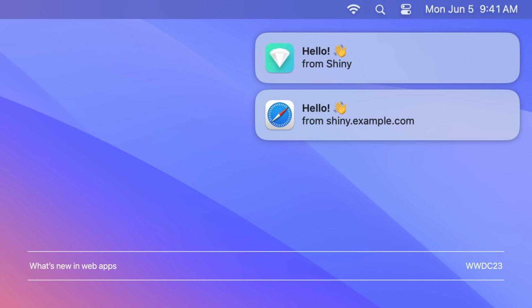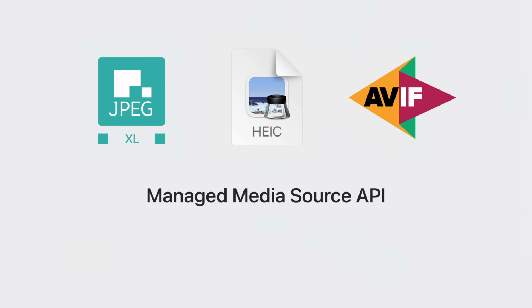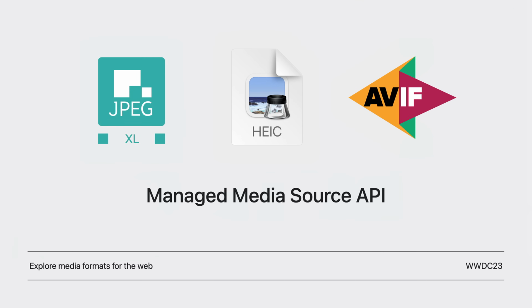Web apps are coming to Mac. Plus, we've packed the year full of improvements to web apps on iPhone and iPad. What's New in Web Apps covers it all. And learn about the new image formats coming to Safari and WebKit, including JPEG XL, and all about the new Managed Media Source API in Explore media formats for the web.